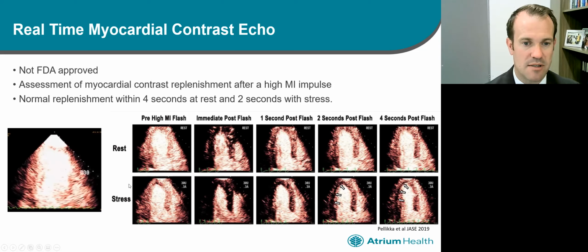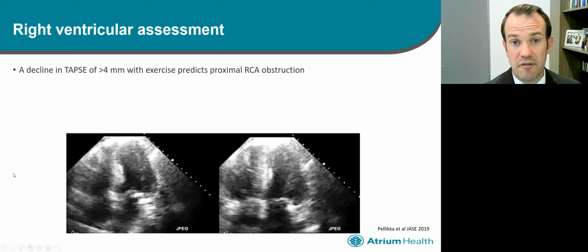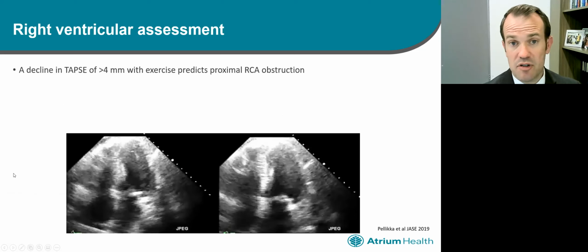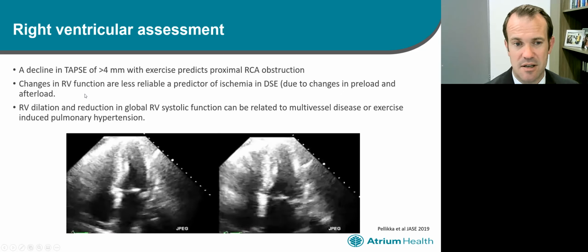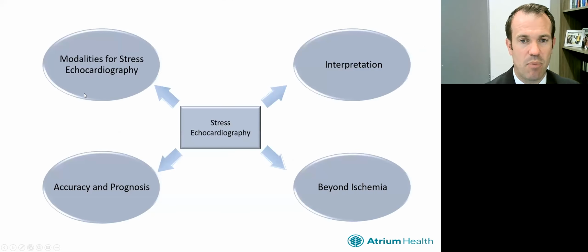Right ventricular assessment is important, and we do see a decline in TAPSE if there is proximal RCA obstruction. However, we need to be careful that this is less reliable in patients who have had dobutamine stress echoes. And also, we need to recognize that RV dilation and reduced function can be related to multivessel disease or exercise-induced pulmonary hypertension.